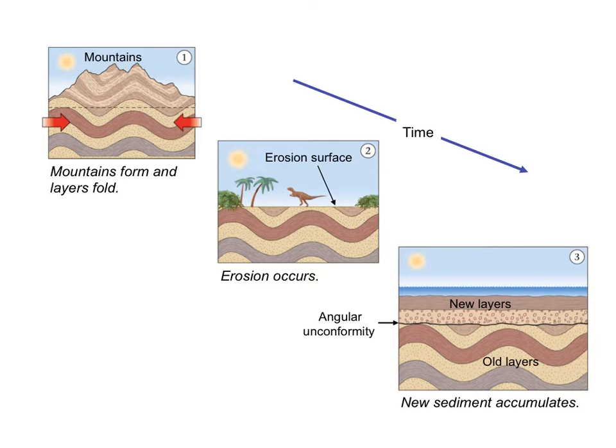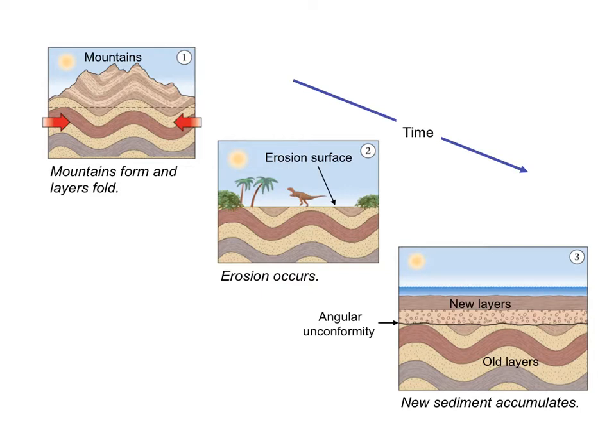Here's a cartoon image from your text that walks you through how an angular unconformity might develop. First you have sedimentary beds in the top that are originally horizontal, but are being folded thanks to compressional stresses active in the tectonics of mountain building. Later, erosion occurs to bevel off the top of those mountains. And then finally, new layers of sedimentary rock are deposited, and an angular unconformity develops between the folded and tilted old layers and the new horizontal layers.